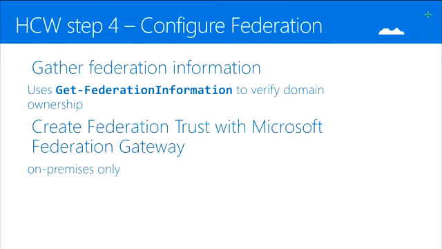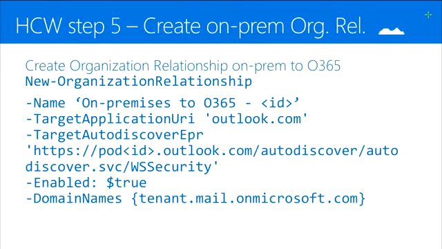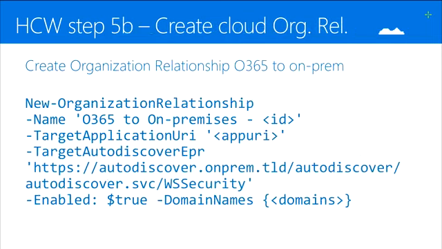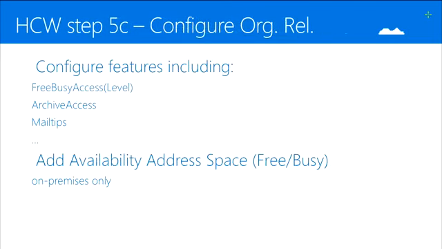So in step 4, you can see get-federation information, verifying the domain. It's creating the organization trust, that federation trust between the organization and the gateway. And in step 5, you can see it's actually creating that link now, okay? And this is the script. This is what's going on underneath that. Now, of course, if you want to do an Exchange federation, you can use PowerShell, absolutely no problem. But you can also do it through the GUI as well.